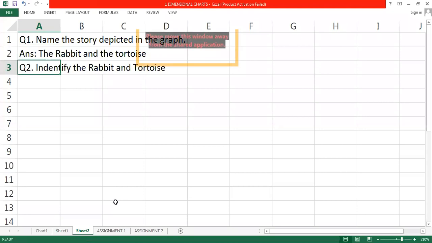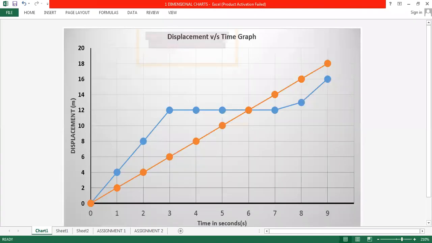Now identify the rabbit and the tortoise. Quickly identify which is the rabbit and which is the tortoise. I think it's a very simple question. By the color, you have to identify the color line. Very good. All of you write down the answers. Which color is which character? Very good, Ruchir. Acha, you want me to show the graph? That's what I said. Yes, very true. You cannot say the color at least.